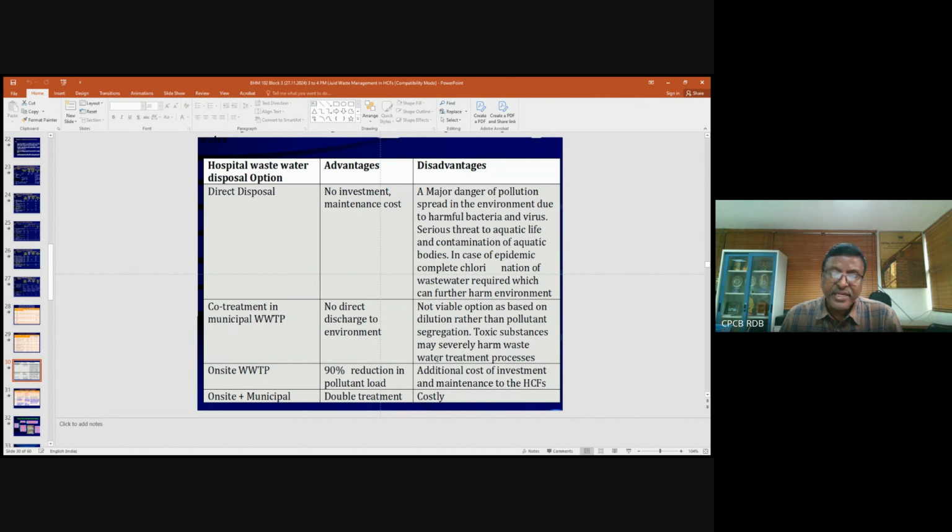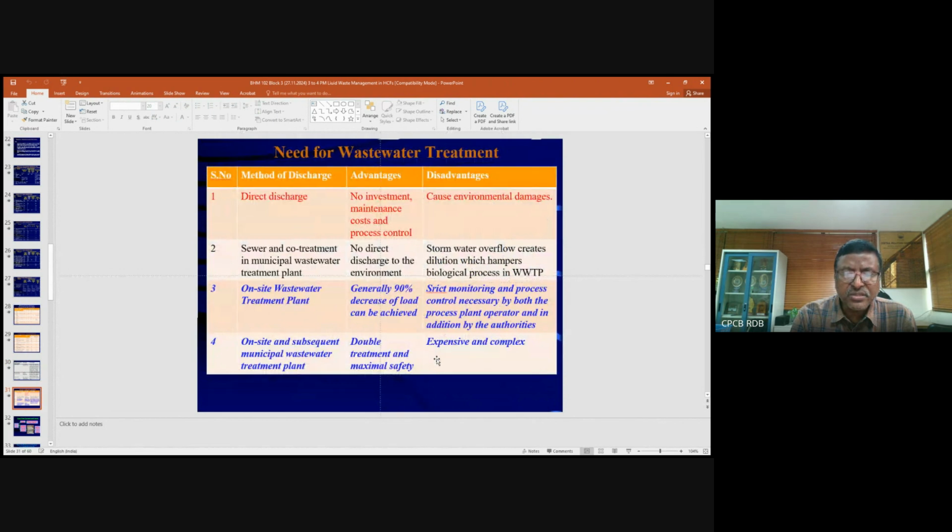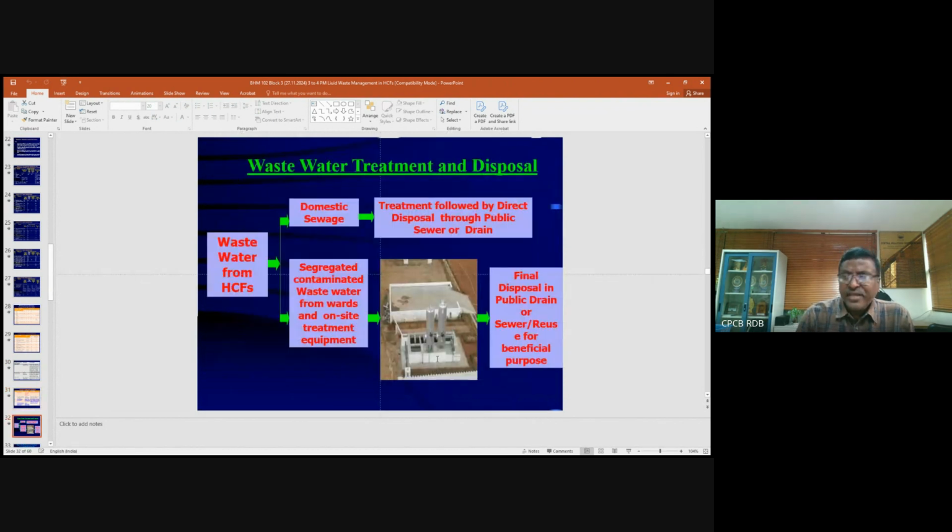In case a wastewater treatment plant is there, disposal may be simple because no direct cost is involved. But nowadays, before disposal of any wastewater into the drain, the liquid waste has to be properly treated. Then only they can discharge. Otherwise, they are not permitted to discharge.